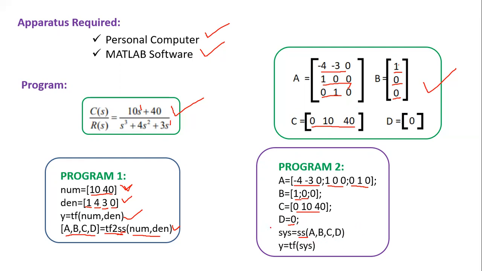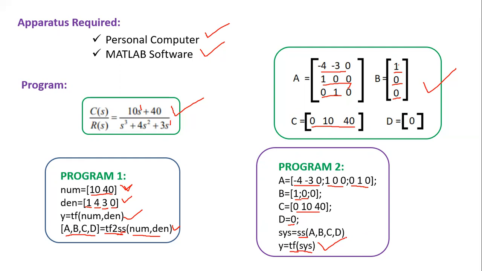Now by using this state space variable, we can find the transfer function directly. Y is equal to TF of this variable. Directly it will give the transfer function. This is the second program.